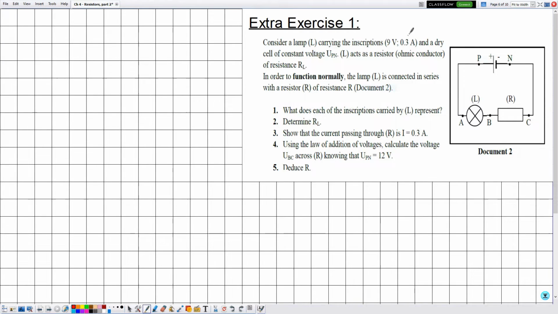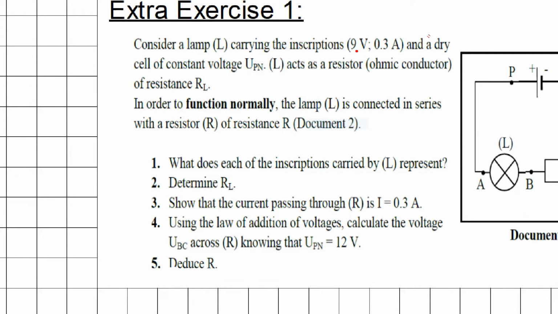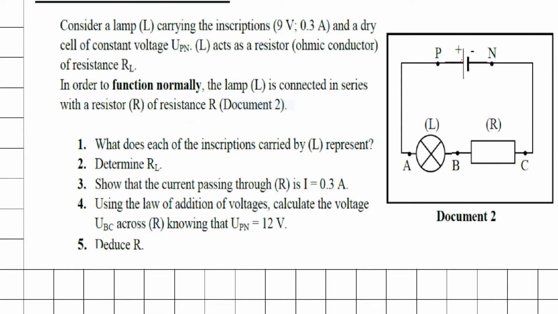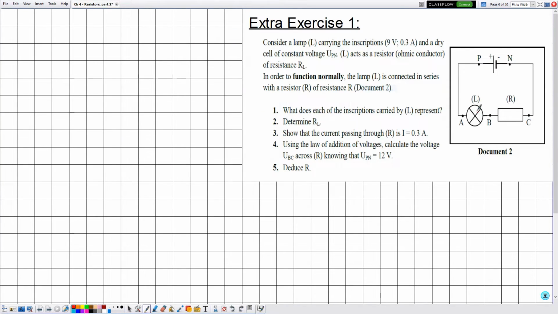But notice that in this case, since these values represent the inscriptions, we are not allowed to use them or label them on the circuit until they mention that the lamp or the electric component is functioning normally. L acts as a resistor. So they are telling me that the lamp L acts as a resistor, which means it's an ohmic conductor, which means that we can apply Ohm's law to L of resistance RL.